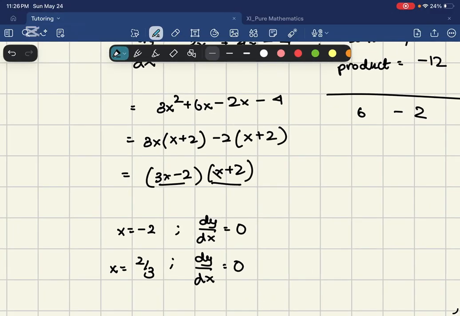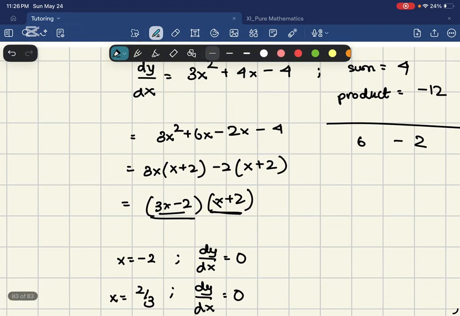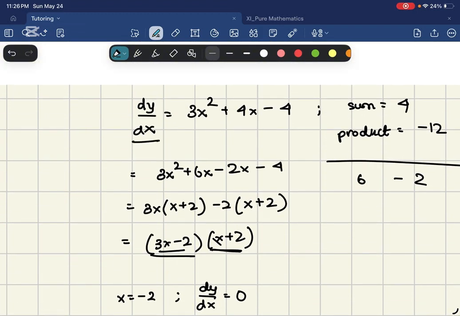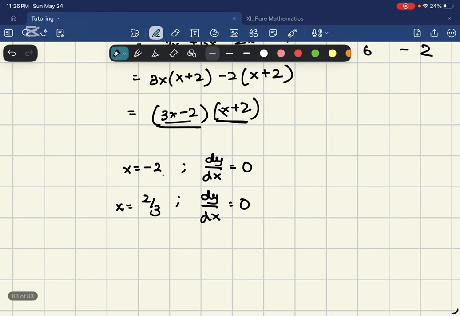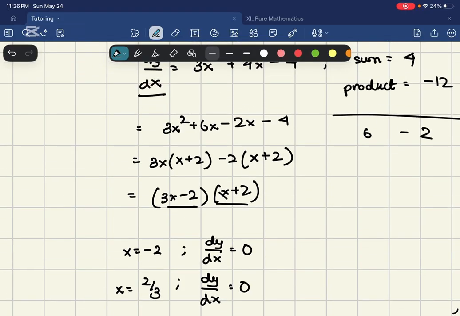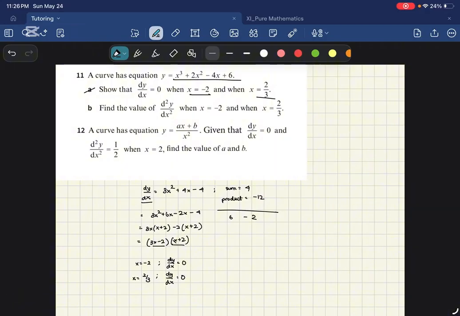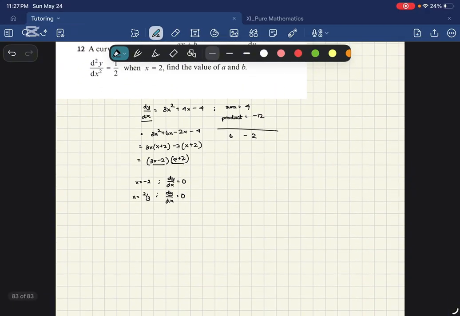If you put negative 2 here, this term is going to be something. This is going to be 0. Something times 0 is 0. So remember, dy by dx is 0. And similarly, if you put negative 2 over 3 here, this term is going to be something. This term is going to be 0. And therefore, you are going to get dy by dx is 0. So that is 11a. And I need to find the value of d squared y by dx squared.